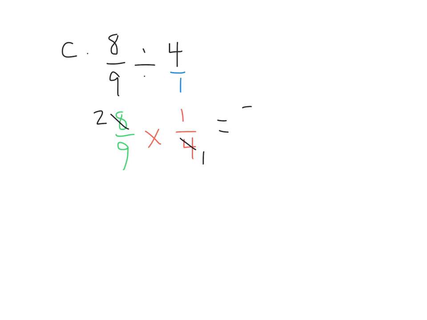8/9 divided by 4. First thing I want to do is put 4 over 1. Then I can do my copy, change, change. And I do have something that reduces on this one. 8 and 4. So now when I multiply across, I get 2/9. And I'm going to write that answer in my original problem. All right, letter D.